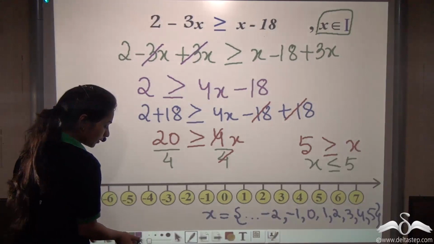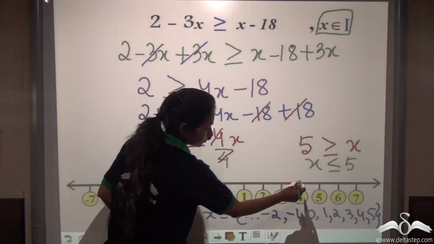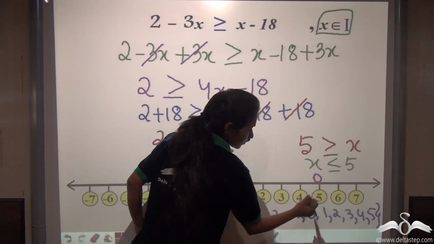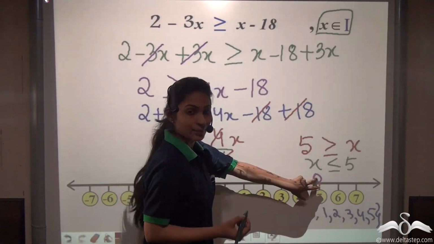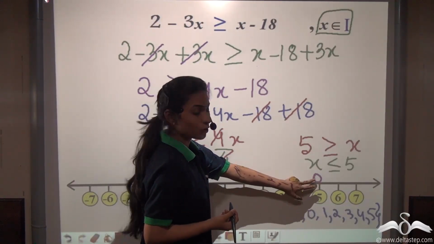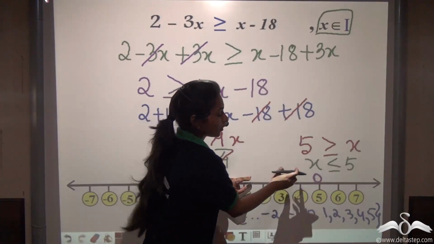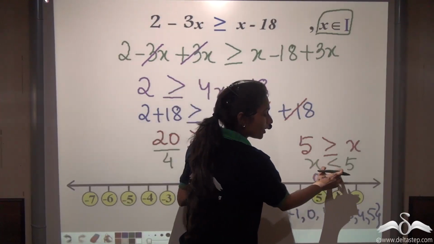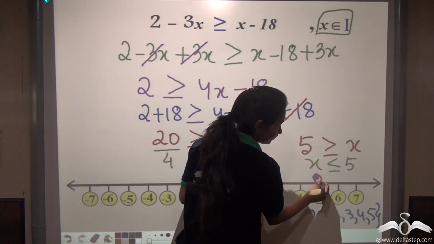Now plot it on the number line. Start from 5. Tell me first of all whether it will be an empty circle or a filled circle. Now you know that 5 is already included in the solution. And you can see that x can be less than or equal to 5. So fill this empty circle.